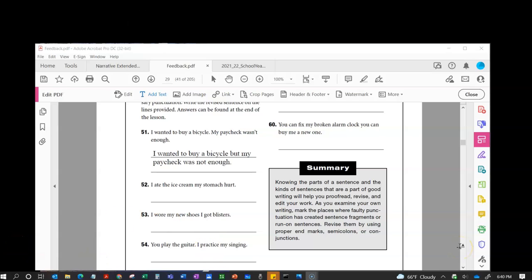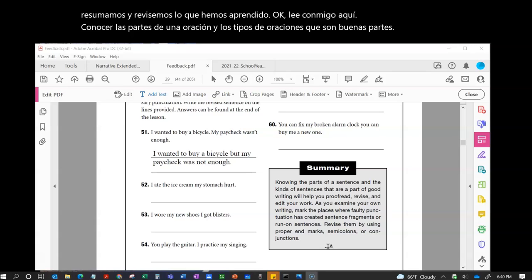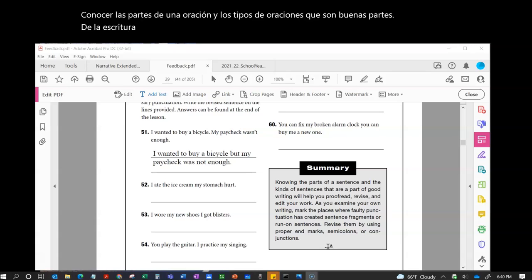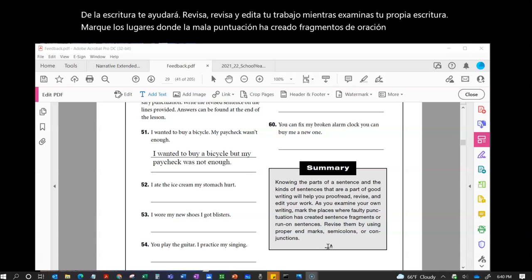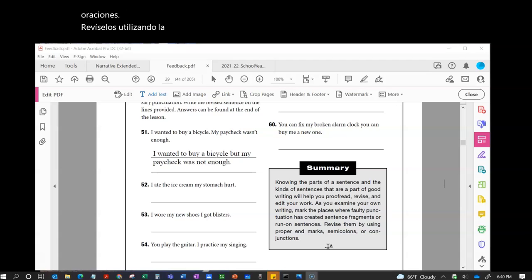Okay. So we are at the end of lesson number 2. Awesome, guys. Okay. So let's go ahead and summarize and review what we've learned. Read with me here. Knowing the parts of a sentence and the kinds of sentences that are a good part of writing will help you proofread, revise, and edit your work. As you examine your own writing, mark the places where bad punctuation has created sentence fragments or run-on sentences. Revise them by using proper punctuation, semicolons, and or conjunctions.